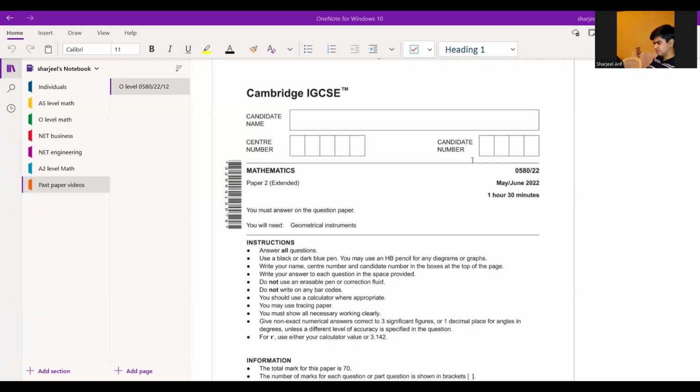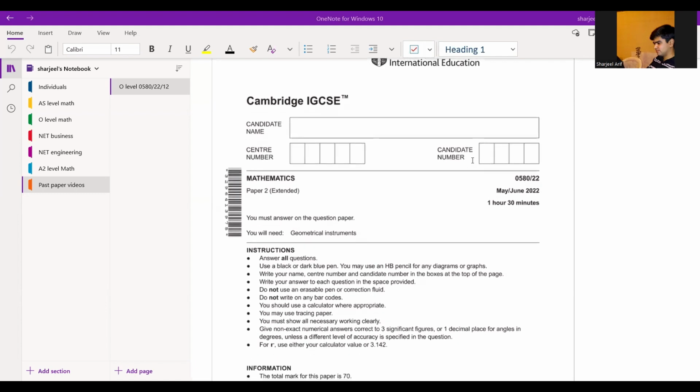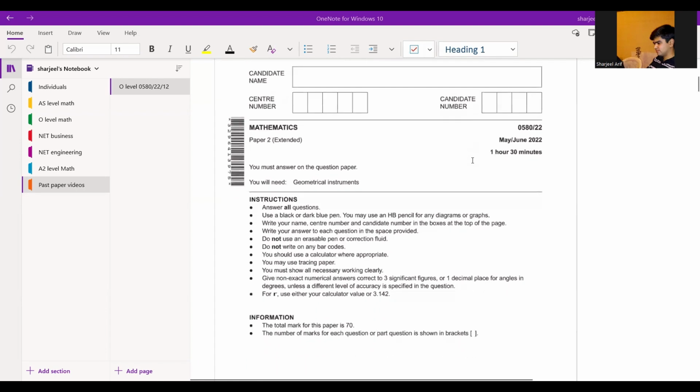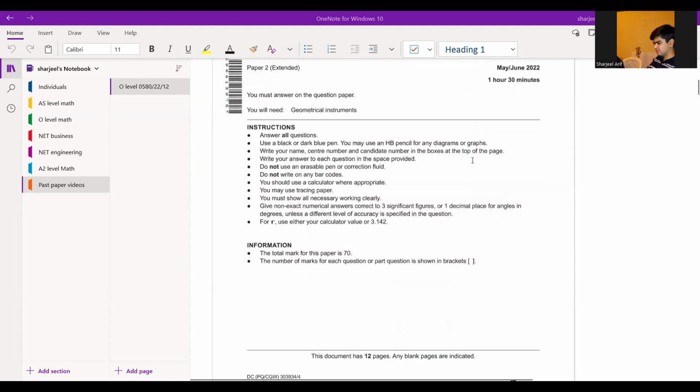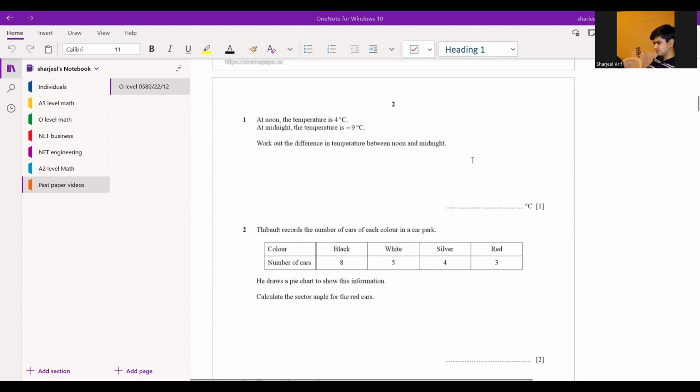We are going to solve paper 2 of mathematics IGCSE. Paper code is 0580/22. It's a May-June session. The total time for the paper is 1 hour 30 minutes and the total marks are 70. Now we move on to the question.